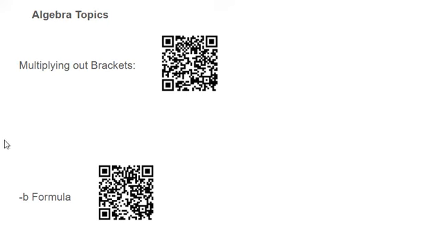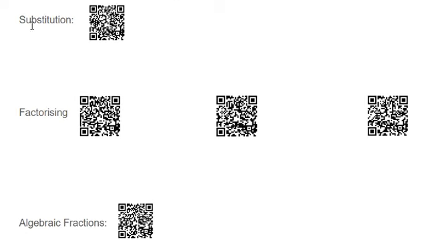There's links, there's a good few QR codes here. If you click into either of those ones, they'll go through what the actual topics are. They're not exam questions or anything. It just explains a bit about multiplying out brackets, and it explains a bit about minus b formula if you want to click into either of those. And then this is substitution, factorizing and algebraic fractions. Those are the general topics that are coming up within the algebra questions that are being asked in the exam for the last 4 years.